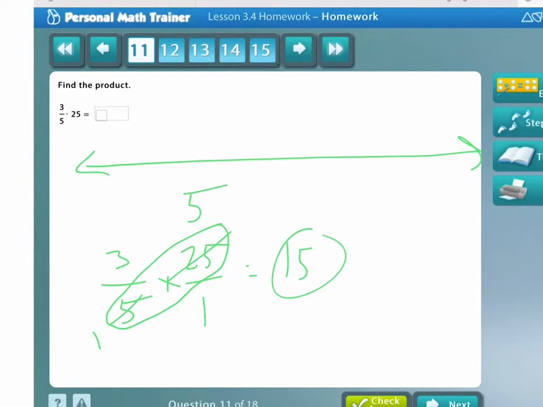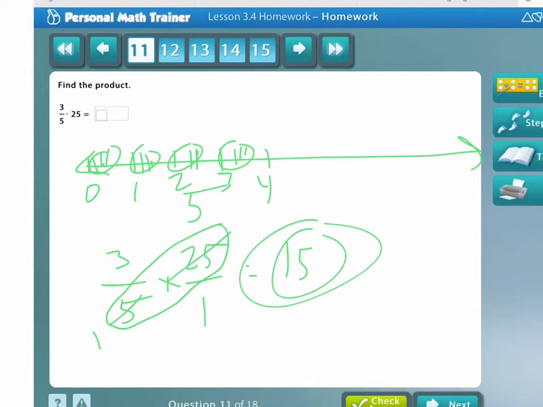If I wanted to model this and I wanted to use a number line, let's say, I have 0, I have 1, 2, 3, 4, etc. And I take 3/5 of each part. So I have 3/5 there, 3/5 there, 3/5 there, 3/5 there, etc. I have 3/5 25 times, and if I added all those up, I would get to 15. So 3/5 of 25 is 15.